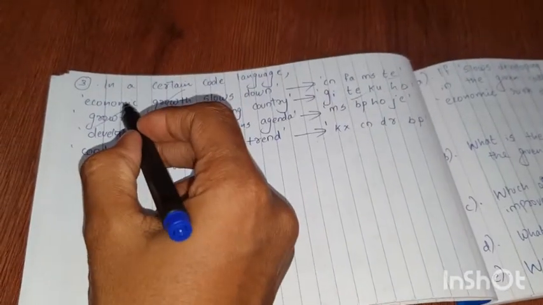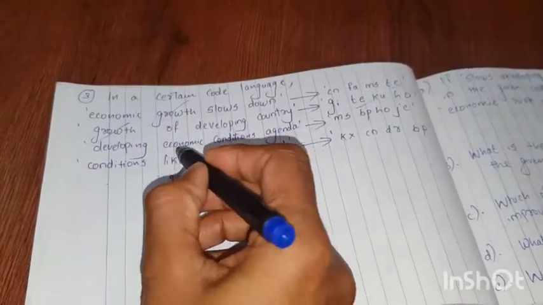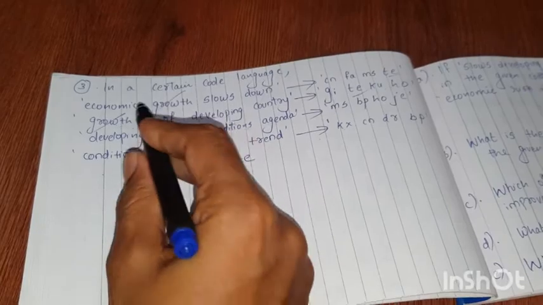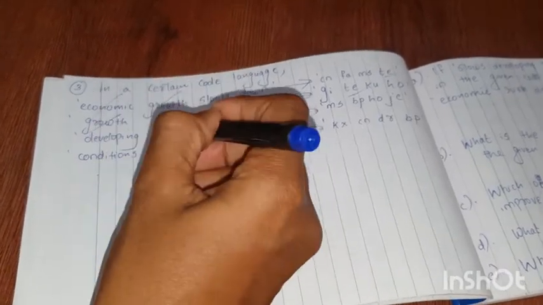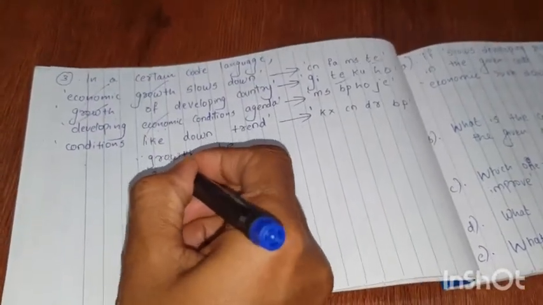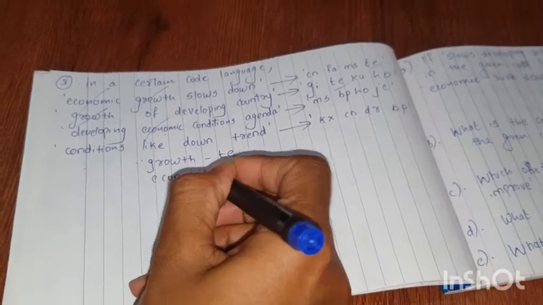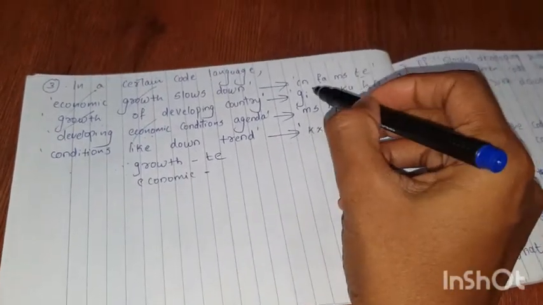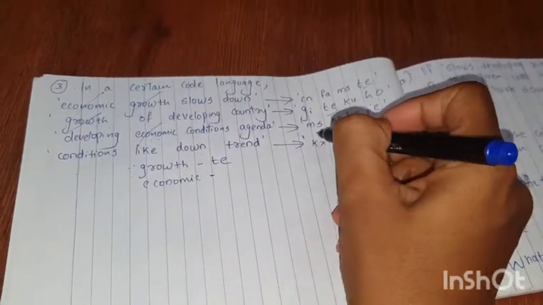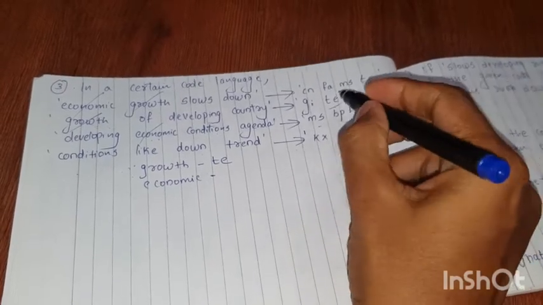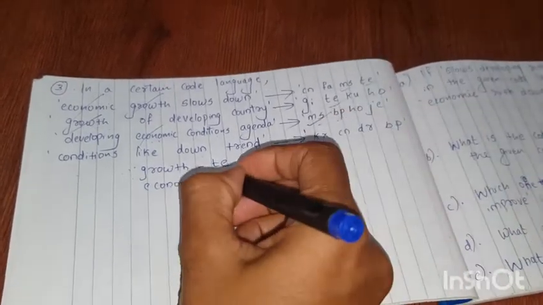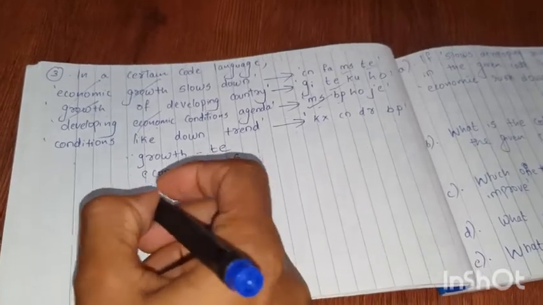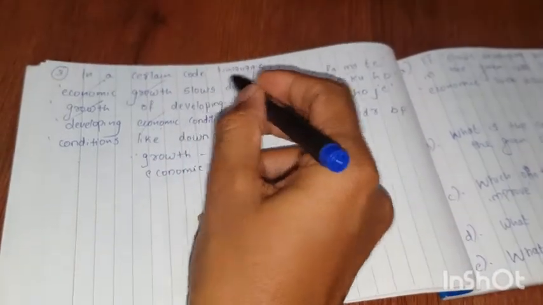Then the other three words: economic, slows, down. Economic is in the first and the third line, so we can cut economic here and here. We can find the code for economic from the first and the third line: CNFAMSTE and BPHOJEMS. MS is common, so the code for economic is MS. Understood? Next is slows and down.